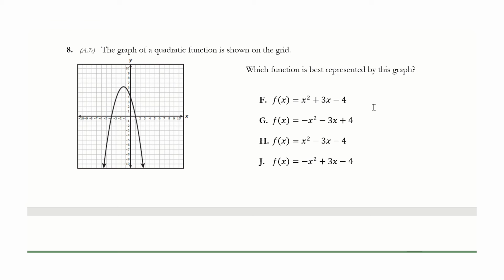Is it F, f(x) = x² + 3x - 4, G, f(x) = -x² - 3x + 4, H, f(x) = x² - 3x - 4, or J, f(x) = -x² + 3x - 4?